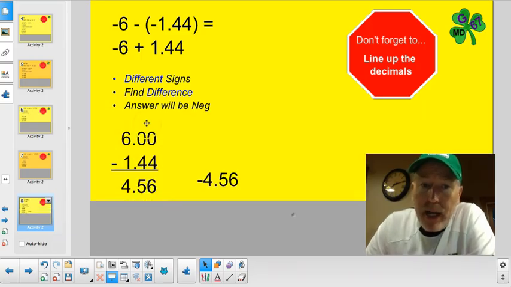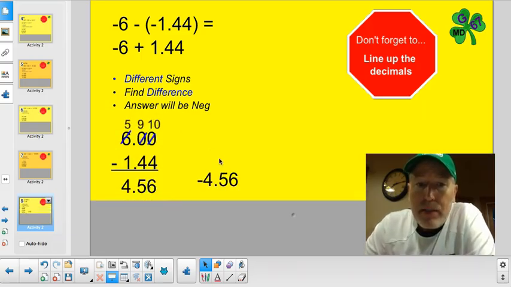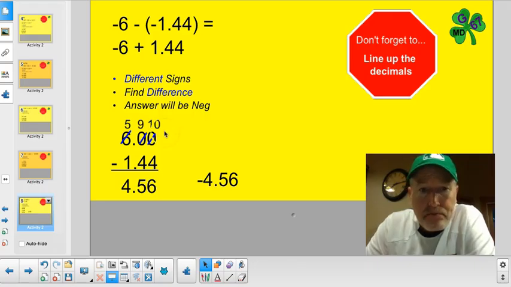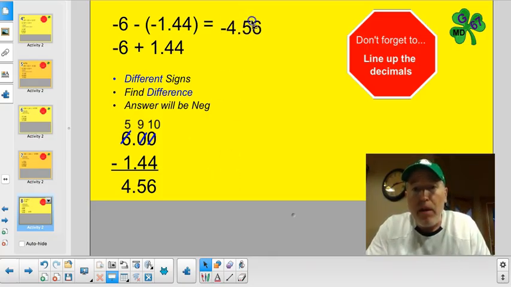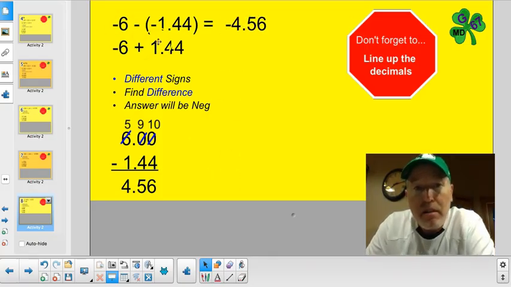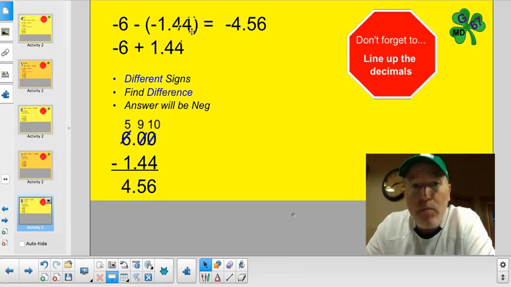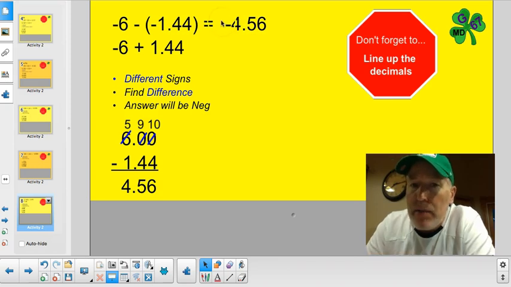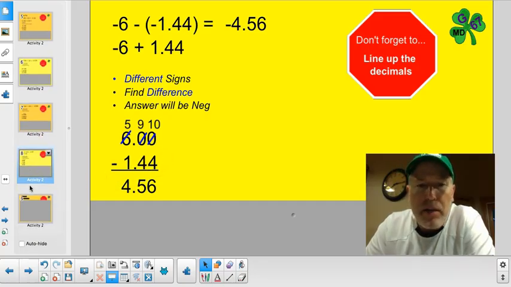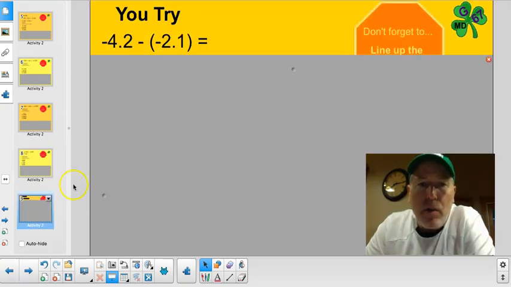So go ahead and line these guys up. Got to make some trades here. I end up with 4.56. And my answer is going to be negative again, because remember I had negative 6 minus a negative 1.44. I knew my answer was going to be negative. So it's kind of nice to figure out if your answer is going to be positive or negative beforehand. Sometimes I would even put the little negative thing up there, then go ahead and do the work, just so I don't forget to make the sum or the difference negative. All right, have you try one like that.